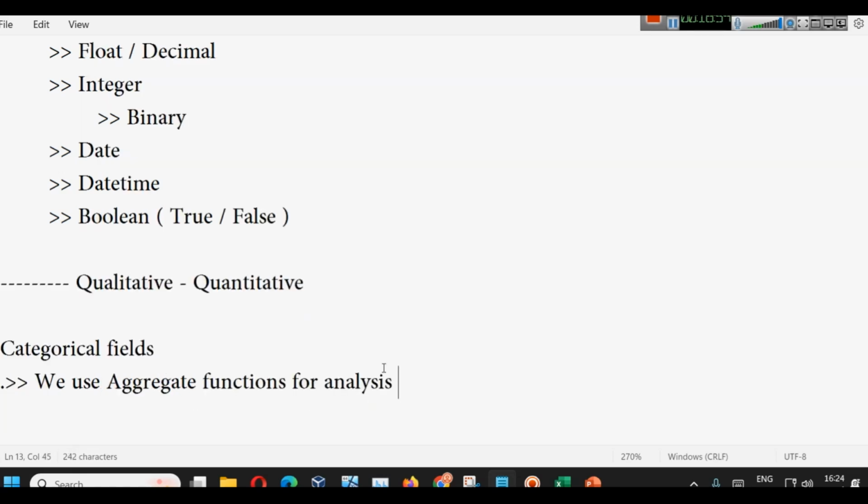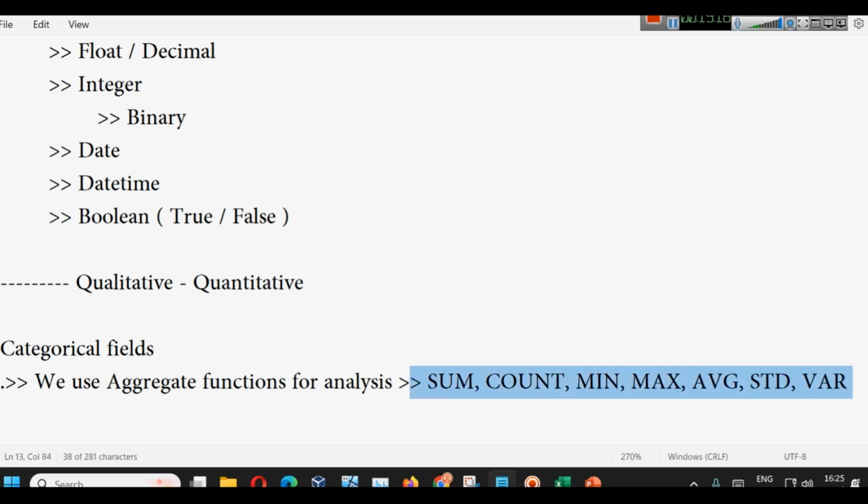And these aggregate functions will be what? Sum, count, minimum, maximum, average, standard deviation, variance, mean, median, mode, etc. Right? Mode. So we will see them. These are the most commonly used aggregate functions.